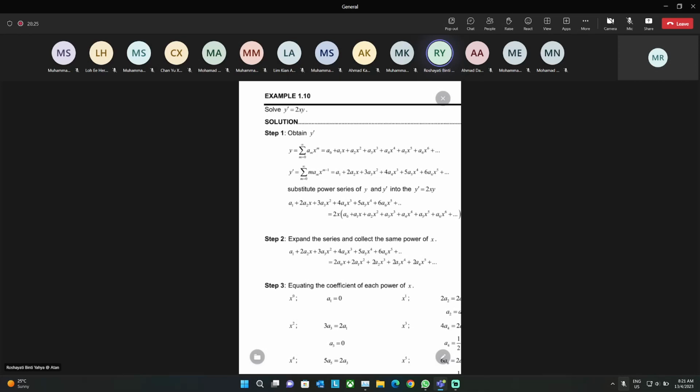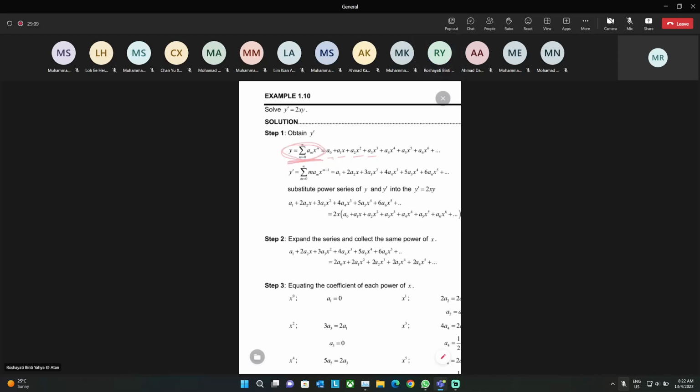Okay, solve y prime equal to xy. First step, you need to find what is your y prime. So given y equal to the summation of a_m x^m, this is the general form or standard form of a power series. So equal to a0 plus a1x plus a2x squared plus a3x cubed and so on. From this y you need to find your y prime.